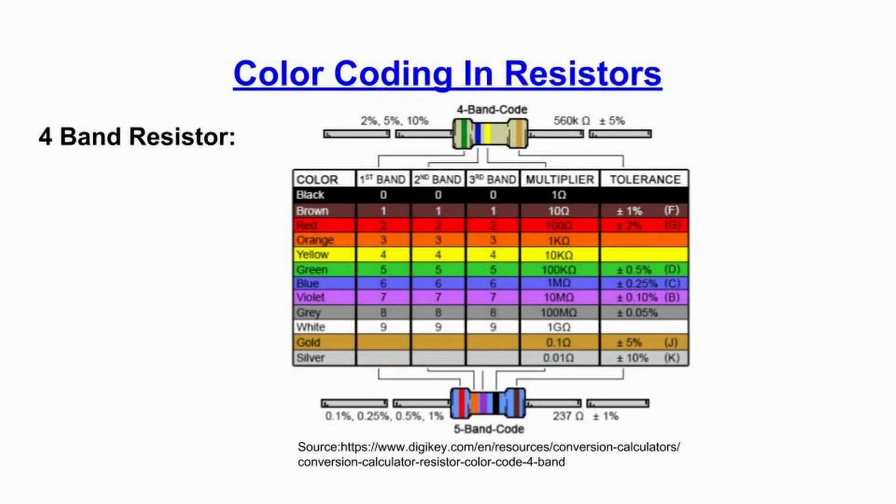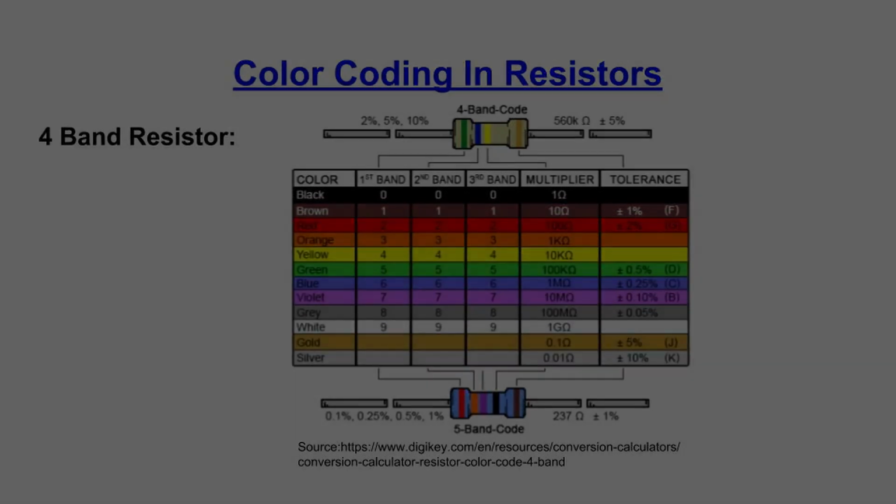In our next picture, we have an example of 4-band and 5-band resistors, which have a specific code in order to measure their resistance and their tolerance. Here you can use it in order to calculate how many ohms and what tolerance your resistor has.